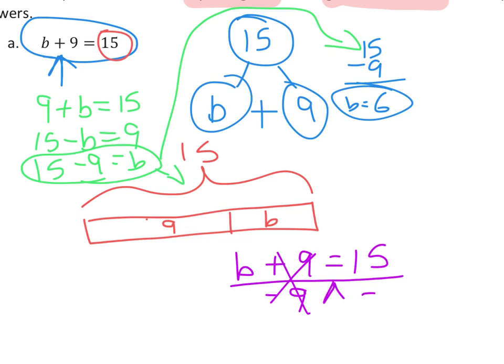So that would be 15 minus 9. And again, I find myself right back in the same situation where I'm doing 15 minus 9 to get b. And therefore, b is going to equal 6.